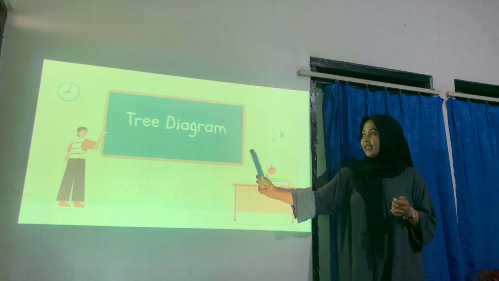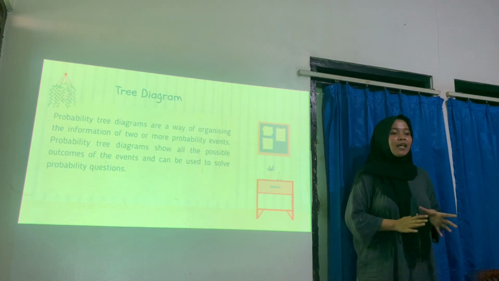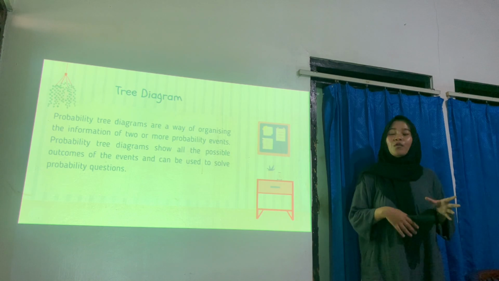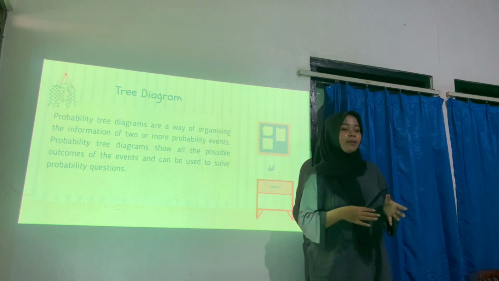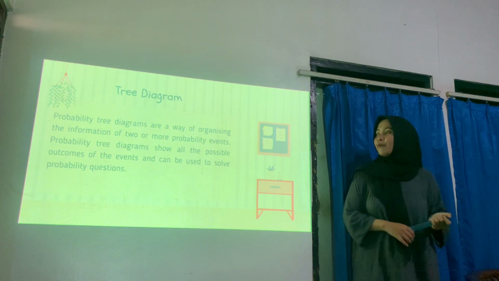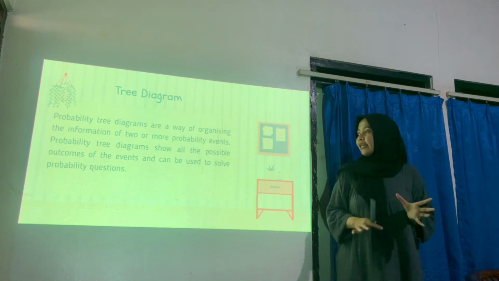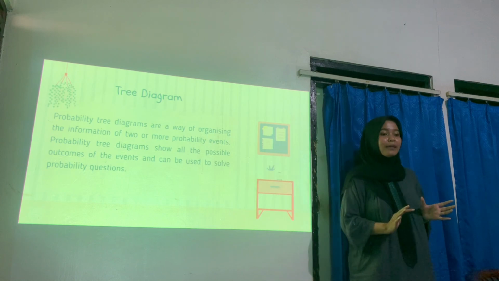Next is tree diagram. Probability tree diagrams are a way of organizing the information of two or more probability events. Probability tree diagrams show all the possible outcomes of the events and can be used to solve probability questions.